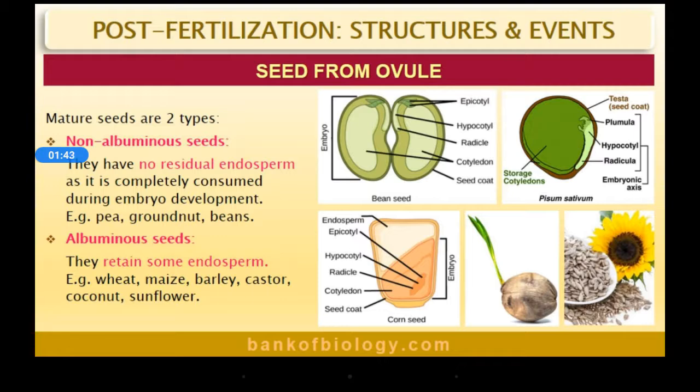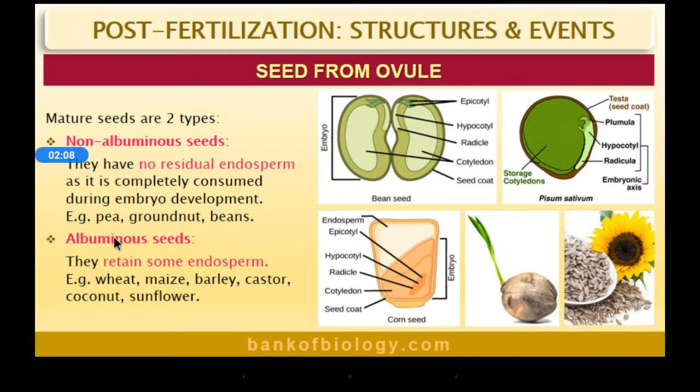Non-albuminous seeds are those seeds which have used up all the endosperm, that means no residual endosperm is there. No residual means no remainings of endosperm. It is completely consumed by the developing embryo. Examples of such seeds are pea, groundnut and beans.